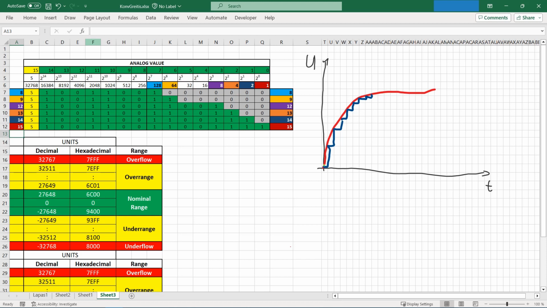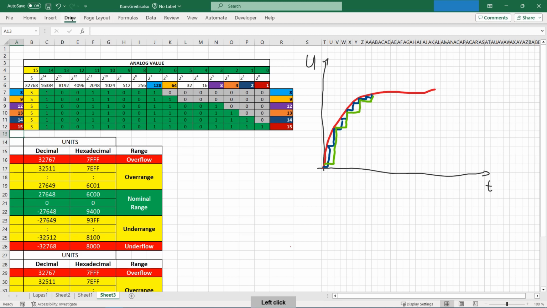Let's change the length of the increments. As you can see, we have got fewer points. It means the resolution is worse.